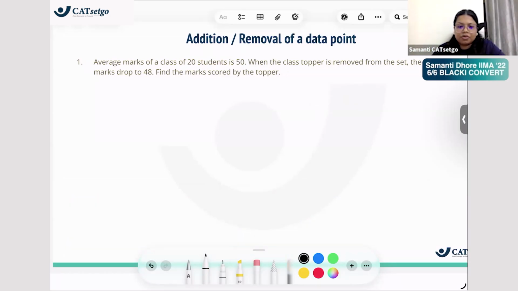The answers we have, very good. Yes, so what is the answer we have? Traditional approach. If we take a traditional approach, the average marks of 20 students is 50.